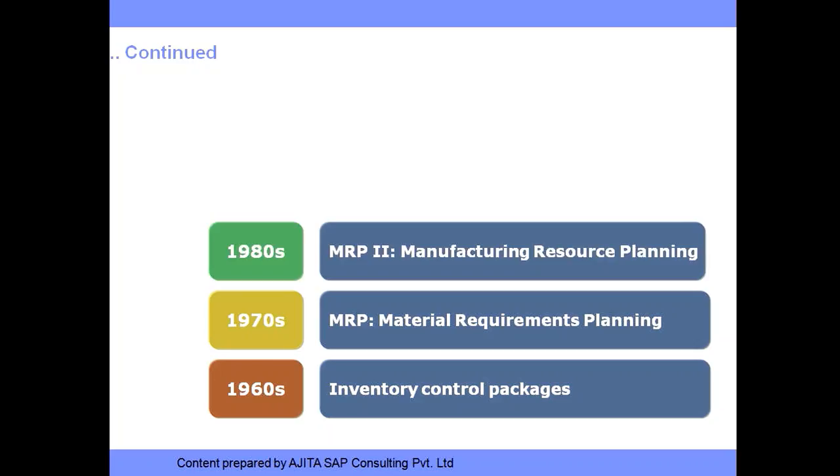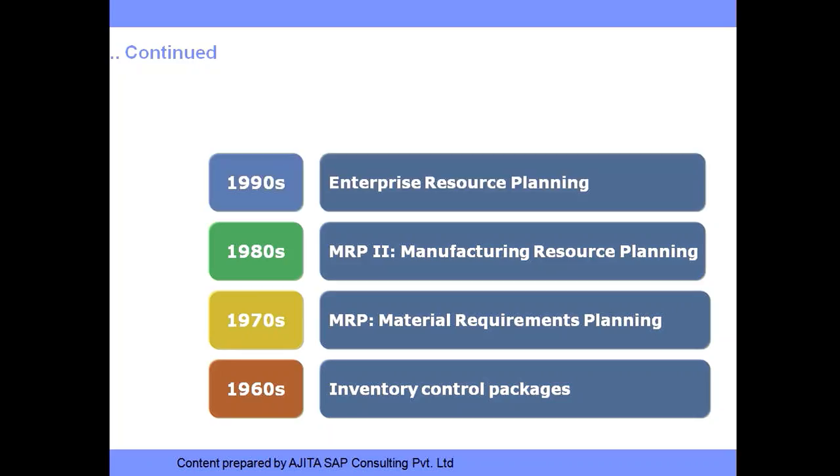Similarly, in the 1980s, they came up with an advanced version, MRP2, which is manufacturing resource planning. Manufacturing now goes to the level of the shop floor, where you can plan your different operations, and in each operation what you would need, and what resources you will need in terms of machine, raw material, labor, etc.